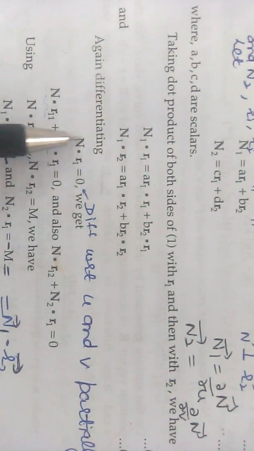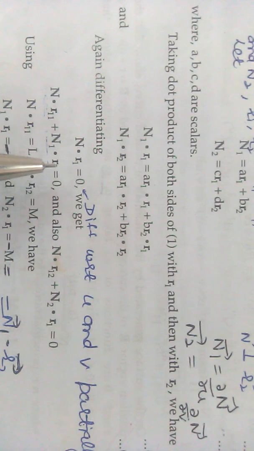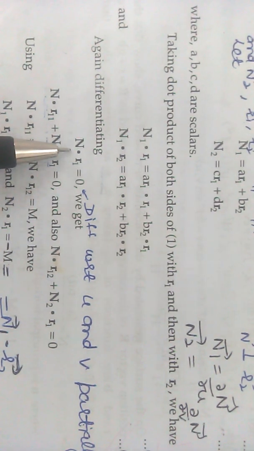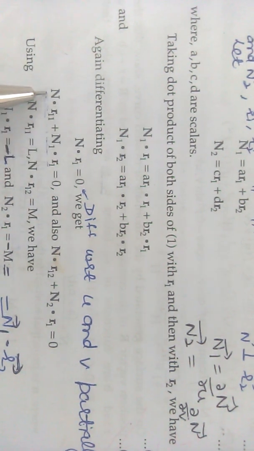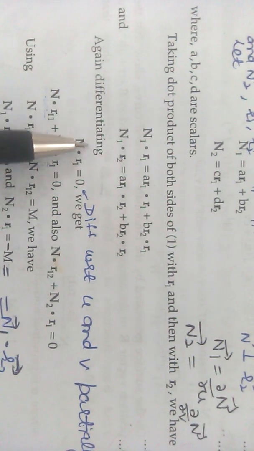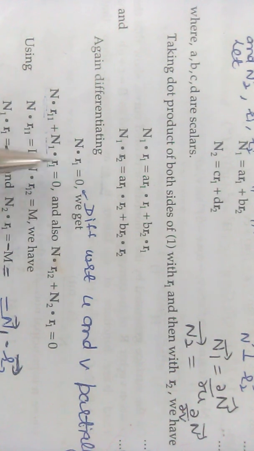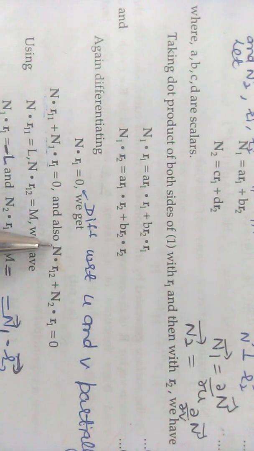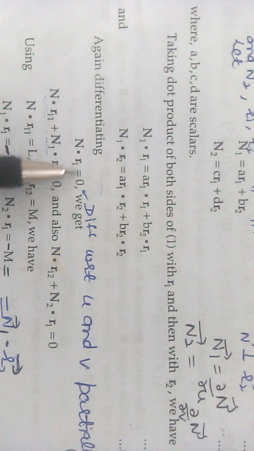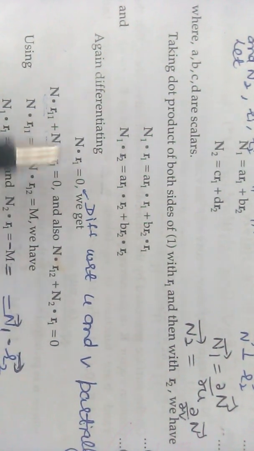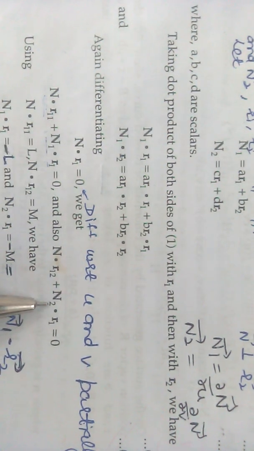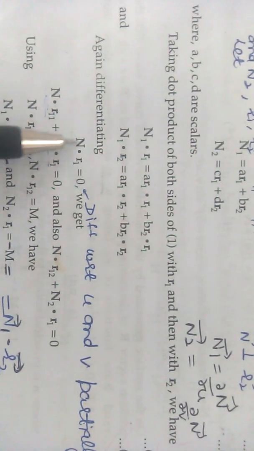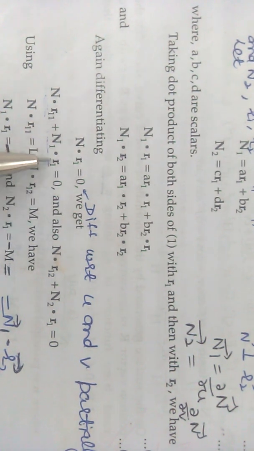Now we differentiate this equation partially with respect to u and then partially with respect to v. So one by one doing the differentiation. Firstly we will differentiate this equation partially with respect to the parameter u. By using the product rule of differentiation, the vector n dot r11 plus the derivative of n with respect to u, that is n1 dot r1, is equal to 0. Now differentiating this partially with respect to parameter v, the partial derivative of r1 with respect to v will be r12, plus the partial derivative of n with respect to v, that is n2 dot r1, is equal to 0. So differentiating this equation with respect to u and v partially, we get these two equations.